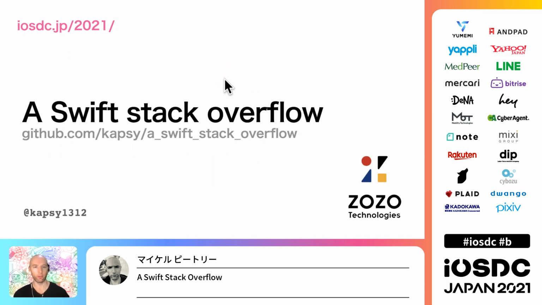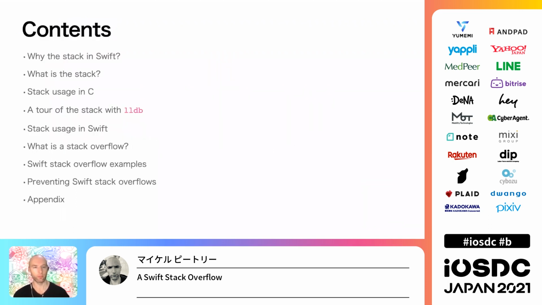So today I'm going to talk about Stack Overflows in Swift. I'll be covering why we're talking about the stack in Swift, what the stack is, how the stack is used in C, and then we'll do a tour of the stack using the LLDB debugger. We'll then look at stack usage in Swift, and then what is a Stack Overflow, and then we'll look at some Swift Stack Overflow examples and how to prevent them.